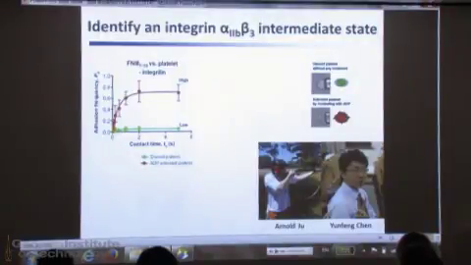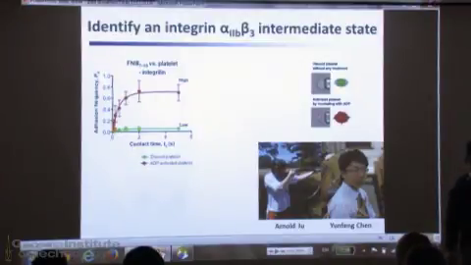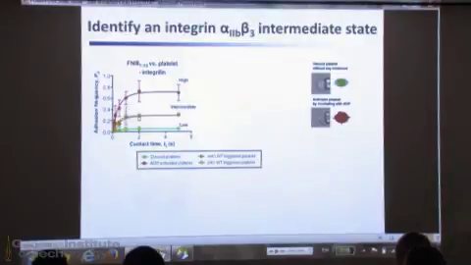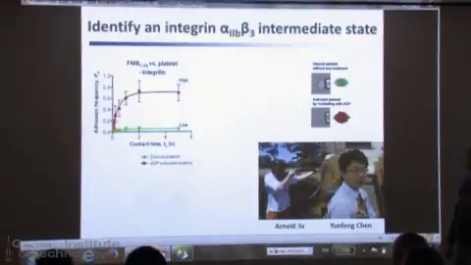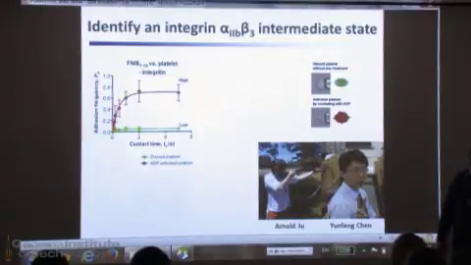So here's, again, the data from these two students. If you had a discoid platelet that you presented to fibronectin, before you tickle it with the von Willebrand factor A1 domain, they don't really bind well. Now, if you activate the platelet with ADP, then the alpha 2b beta 3 binds to the fibronectin very well. So these are the negative control and positive control.